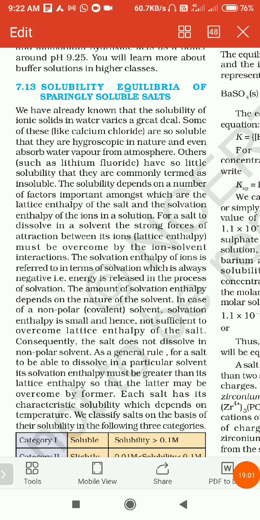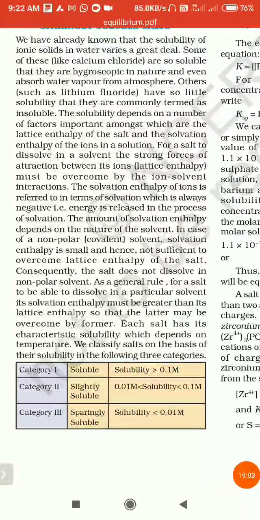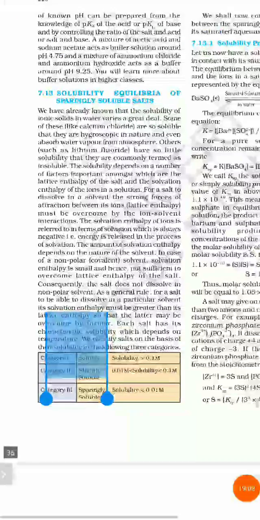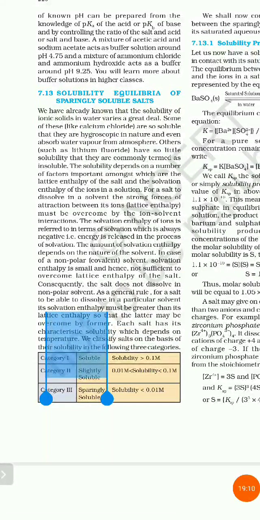Each salt has a characteristic solubility which depends on the temperature. That means salt dissolution also depends upon the temperature. Some salts dissolve at room temperature itself. For some salts, heat above room temperature is compulsorily needed for solubility to take place.